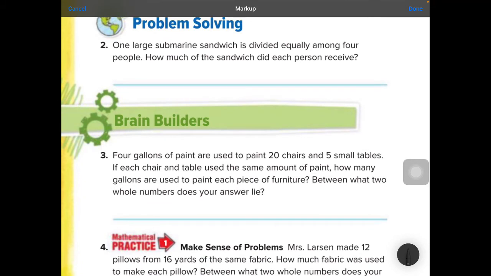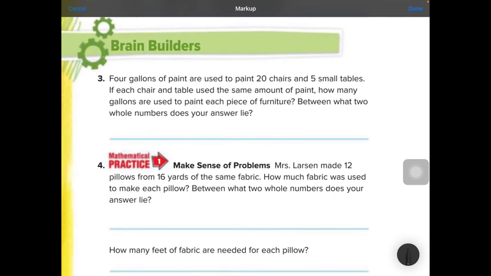One large submarine sandwich is divided equally among 4 people. How much of the sandwich did each person receive? They're trying to make this really complicated, so let's think about it. Can we divide up the sandwich or the people? You're right, the sandwich, and it's getting shared among 4 people. So each person is going to receive 1/4 of a sandwich.